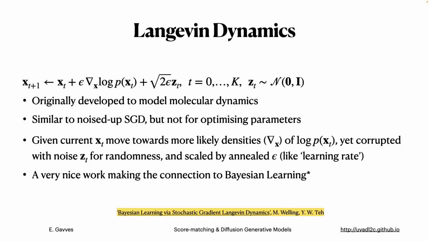Langevin dynamics was originally proposed in the context of molecular dynamics, similar to noisy SGD. You can think of it like that. We are updating parameters: given your previous parameters, you apply a scaled version of your gradient plus some noise. If you do that, it can also be connected to Bayesian learning. There's a very nice work by Max Welling and Yee Whye Teh.